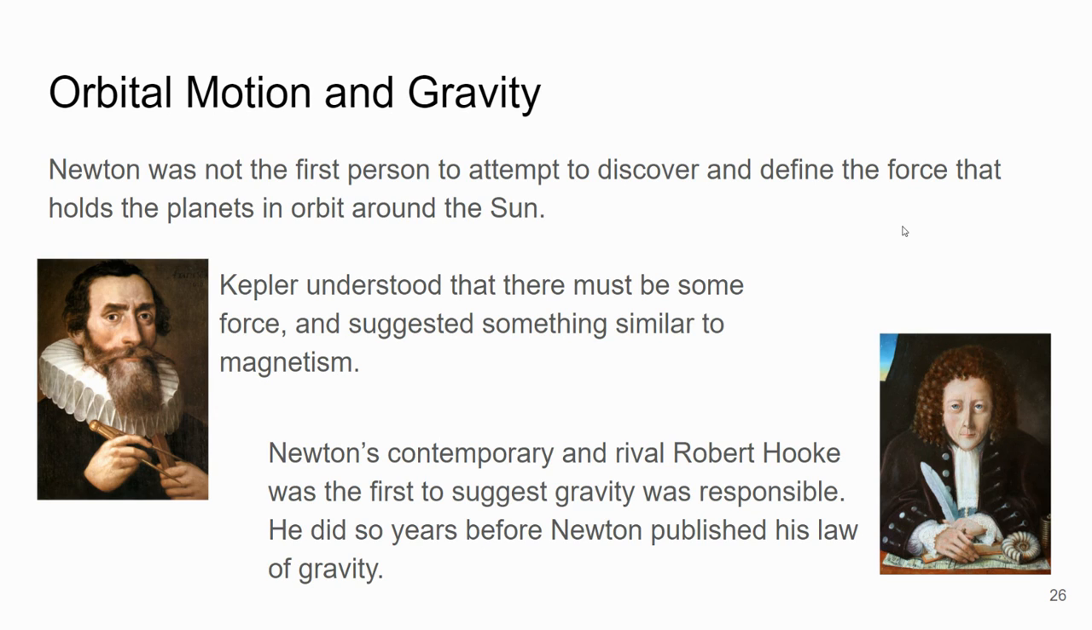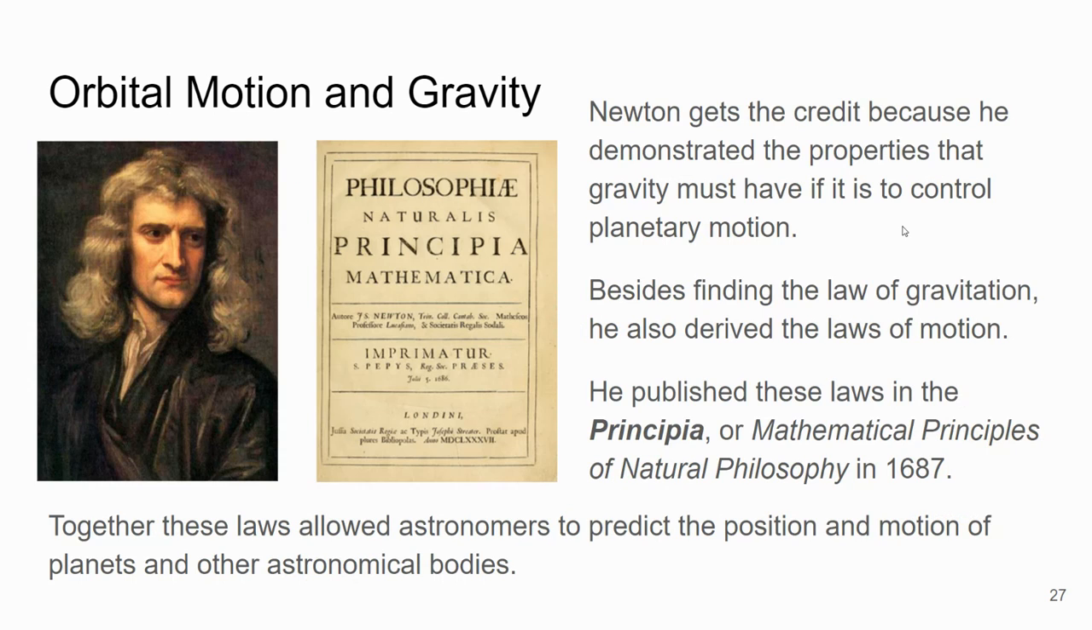And Newton's contemporary and rival, this is the guy that Newton really didn't like, Robert Hooke, actually suggested that gravity was the thing doing it. And he did this years before Newton actually said so. So why do we consider this to be Newton's idea and not Robert Hooke's idea? I mean, Hooke had the idea first, so why isn't this Hooke's idea? There's good reason for this, and the reason is basically Newton gets the credit because he did all of the math, and he figured out exactly how it should work. Hooke kind of just had a guess. Newton figured out all the details, so this is really Newton's idea.